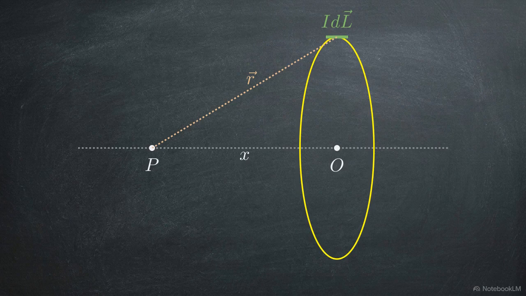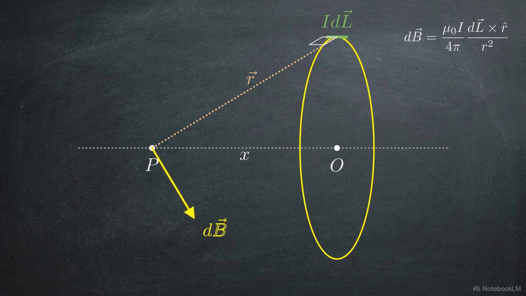When applying the Biot-Savart law to this isolated top segment, we evaluate the cross product. Because the loop sits in a plane perpendicular to the central axis, the angle between the tangent current element and the position vector r is always exactly 90 degrees. The cross product mandates that the resulting magnetic field vector, dB, points perpendicular to both the current element and vector r. This forces the dB vector to angle downward, leaning away from the central axis.